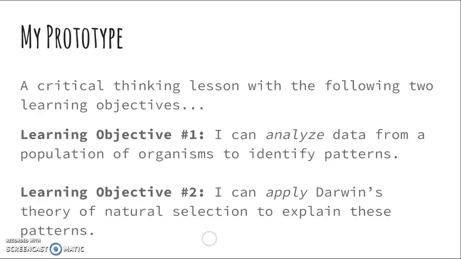My prototype consisted of a critical thinking lesson focusing on 2 learning objectives. Learning objective number 1 states that students can analyze data from a population of organisms to identify patterns. Learning objective 2 states that students can apply Darwin's theory of natural selection to explain these patterns.